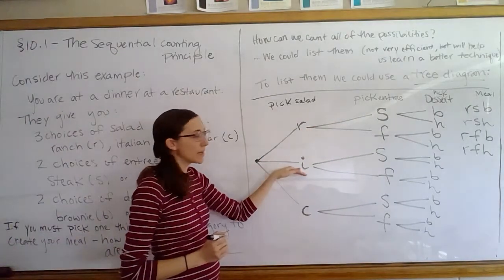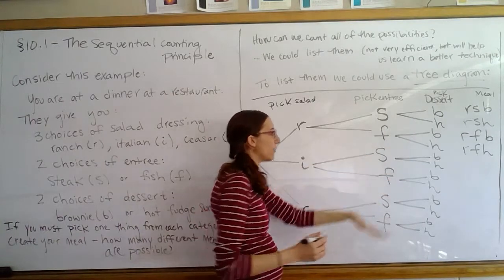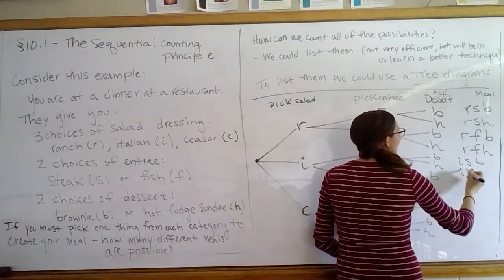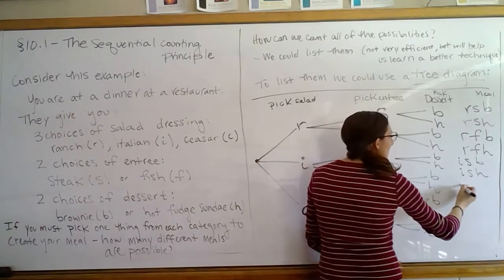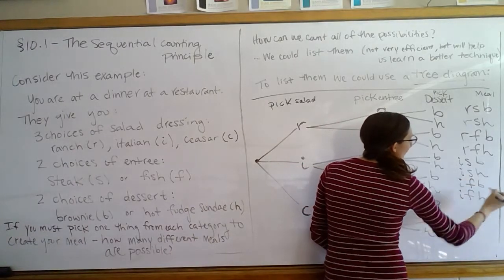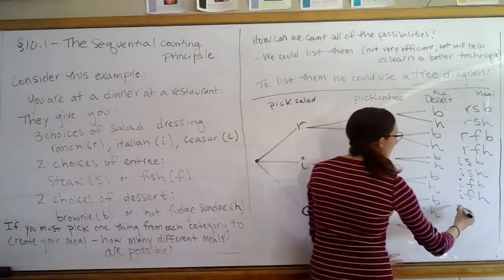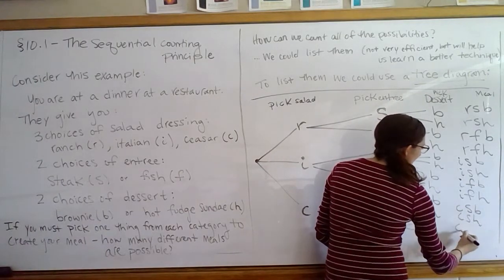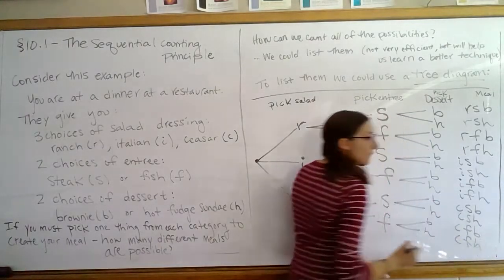Then next would be coming into the Italian branch. So if I choose Italian, then I could choose steak brownie, say. So Italian steak brownie, Italian steak hot fudge. We could instead do Italian fish. So Italian fish brownie, Italian fish hot fudge. And then we have all the Caesar options. So Caesar steak brownie, Caesar steak hot fudge, Caesar fish brownie, Caesar fish hot fudge.